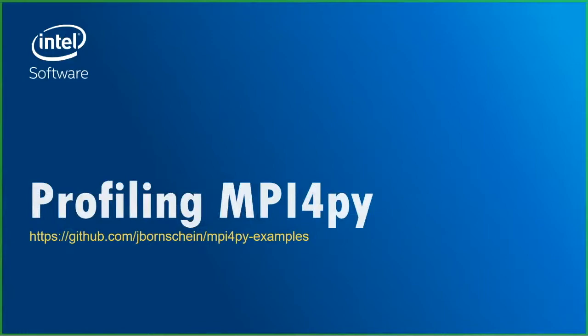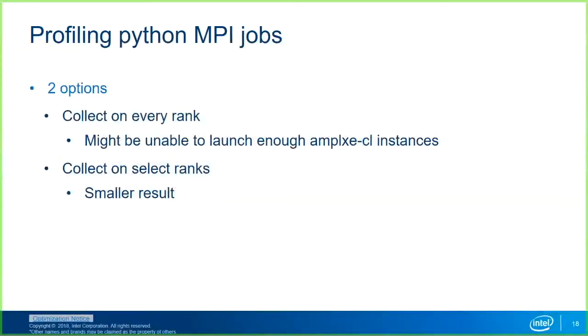So VTune is also able to profile MPI jobs as well. Here's a link to a Git repository where I pulled an example from, and I use that. There are two options that you have for profiling MPI workloads. One is to collect information on every rank. That's useful when you might have some sort of a load imbalance, or different things happening on different ranks.